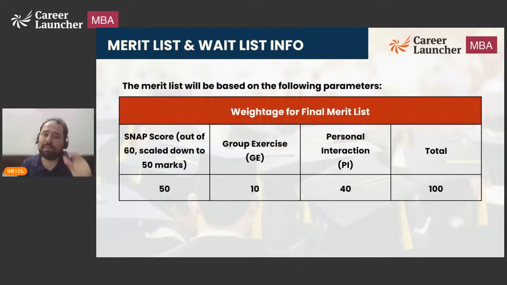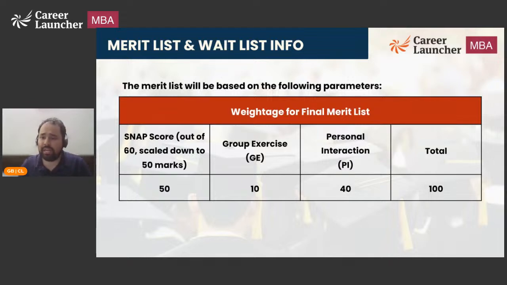Basis your score and percentile, you will get a call from the colleges under the Symbiosis banner. But the final conversion, there are 3 parts to it. Once again, 50% weightage is going to be to your SNAP score, 10% to group exercise. Group exercise could be a group discussion or an exercise, and 40% to personal interaction, which is PI.